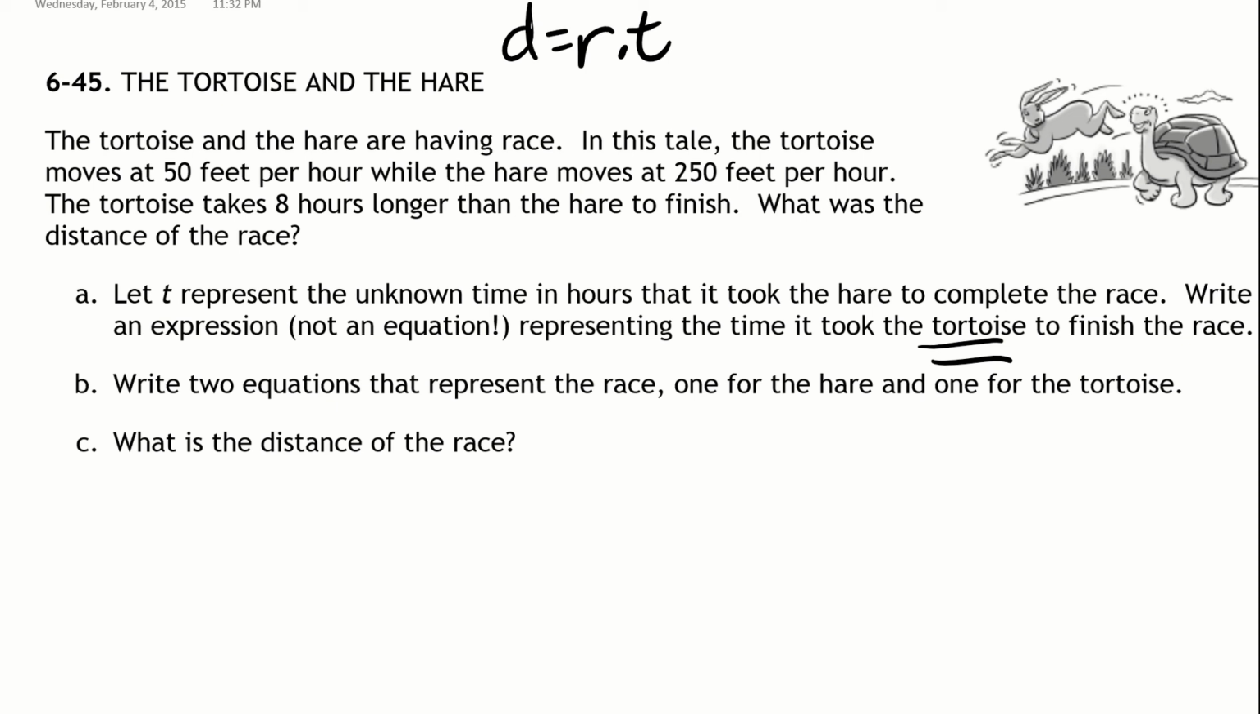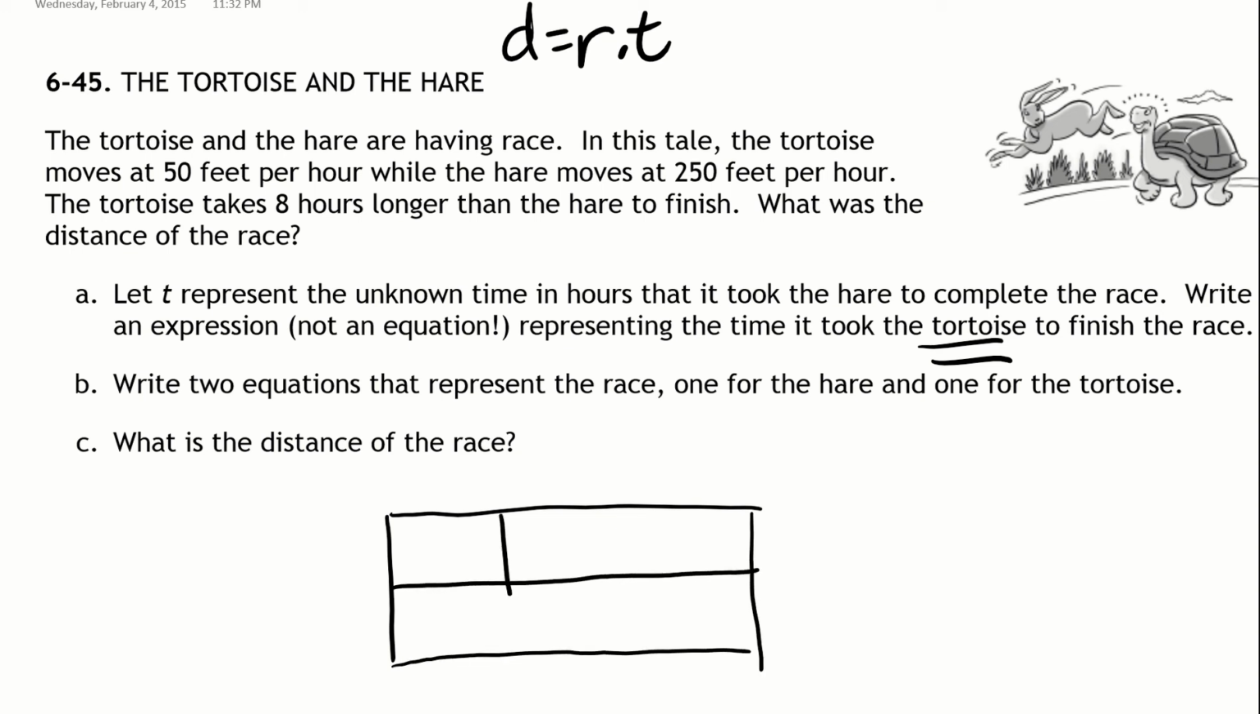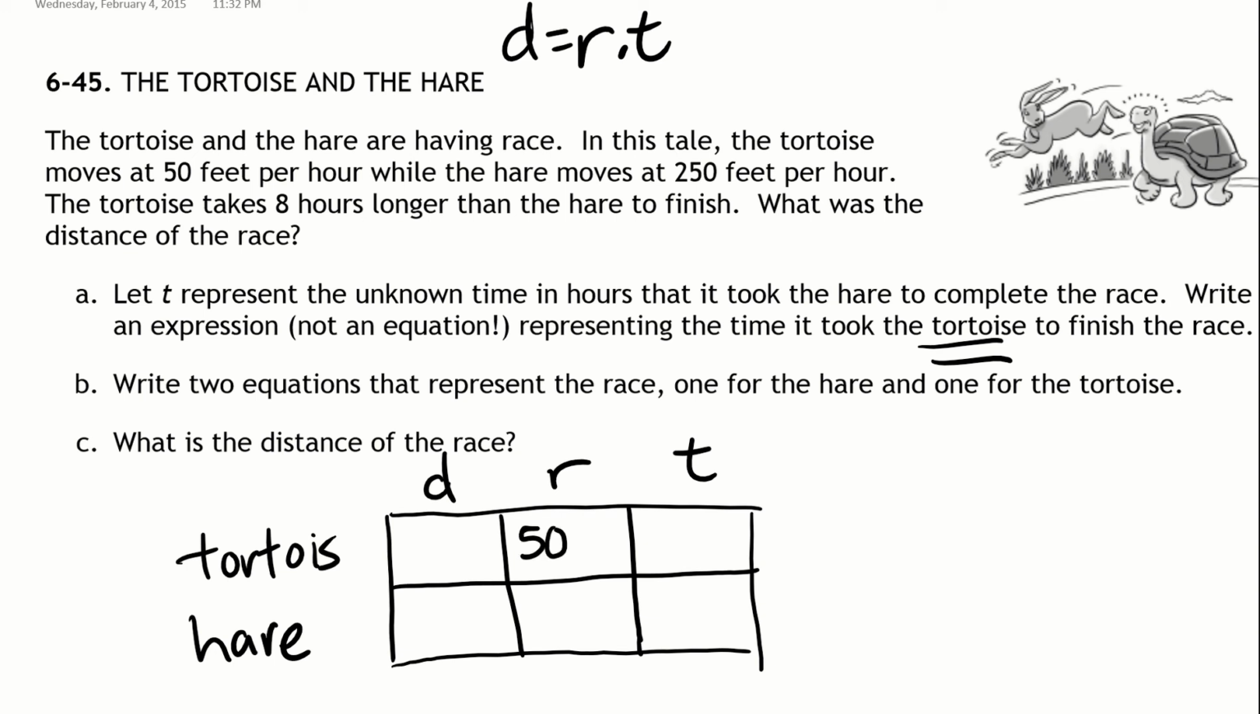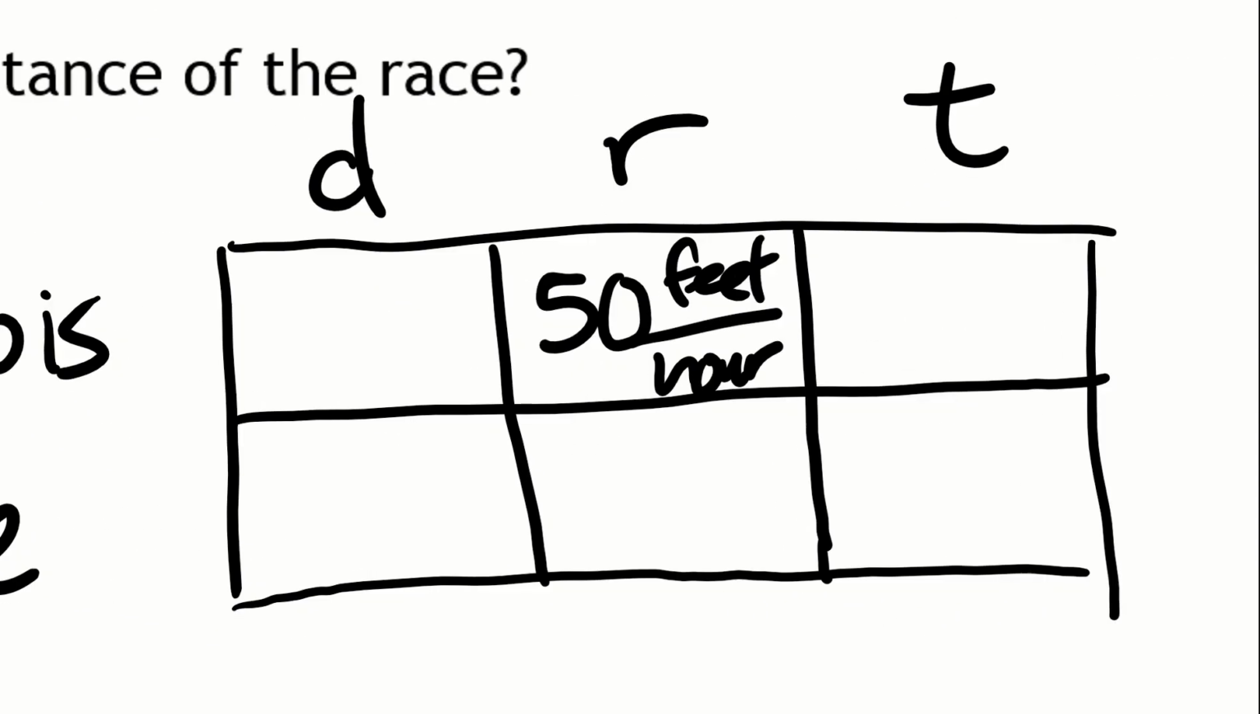So if I see a problem like this, I might organize my work in a table like this. If you find this helpful, that's great. If you don't, you don't need to use it. But for me, there are two participants: I've got the tortoise and I've got the hare. And we have a distance, a rate, and a time. For the tortoise, I do know the rate. The tortoise is slow. The tortoise is moving at a rate of 50 feet per hour. Let me make this bigger. And then the hare is traveling at 250, also feet per hour. So I know those things.